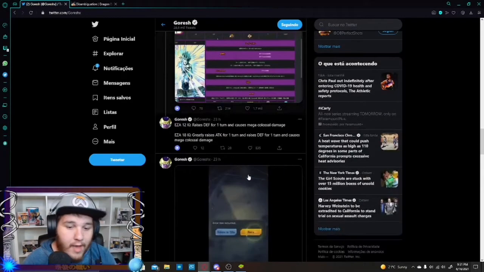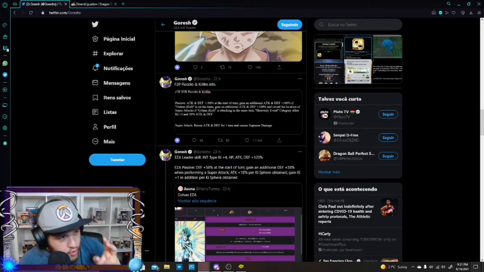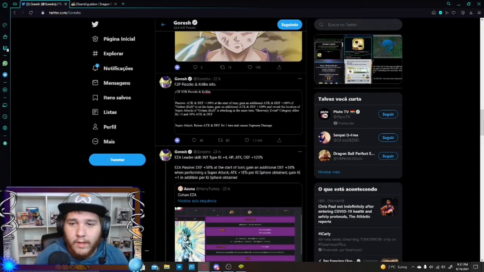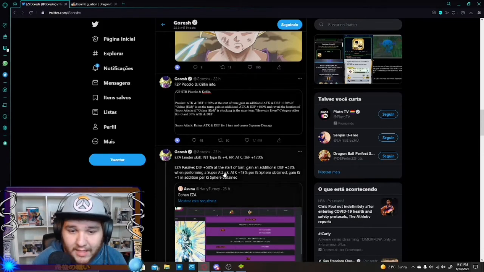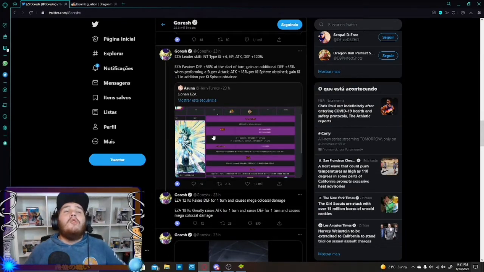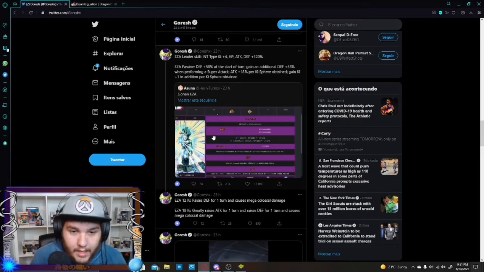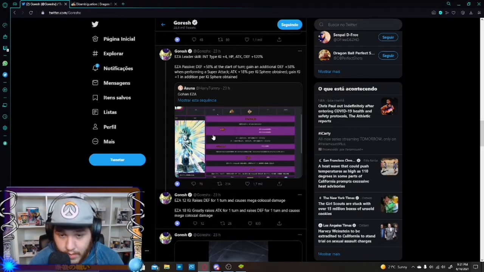So let's go. We have one of them is not new, but it's three new information. So let's start with the old one, and it's the EZA of the most hyped for me, one of the most important units for me. It's Gohan. LR Gohan is getting an EZA, and this is gonna be insane because for one reason.